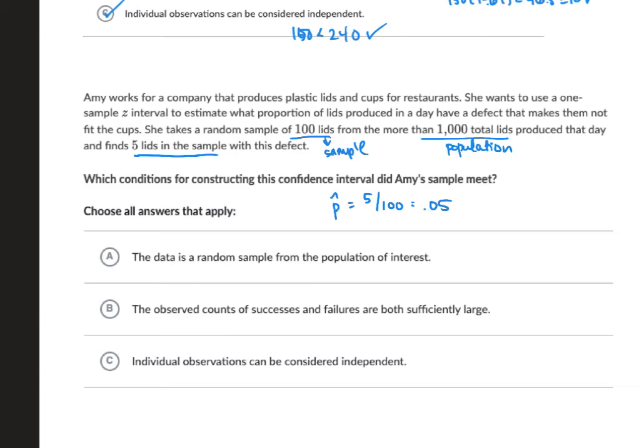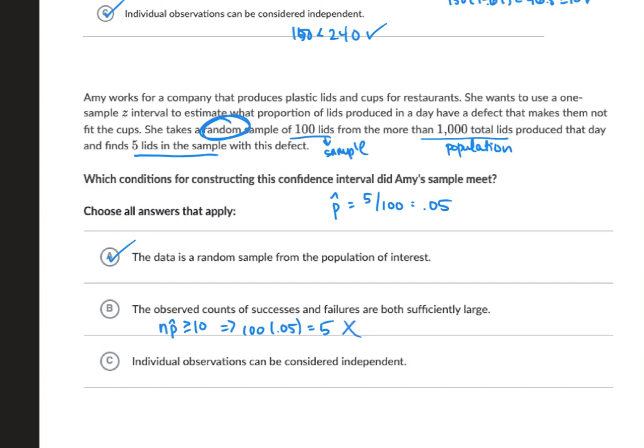All right, so number one, it says the data is a random sample from the population of interest. Since it says random right here, that condition is met. The next one says the observed counts of successes and failures are both sufficiently large. So that's n times p hat is greater than or equal to 10. So that's 150 times 0.05. Or sorry, not 150, 100. 100 times 0.05 is 5.